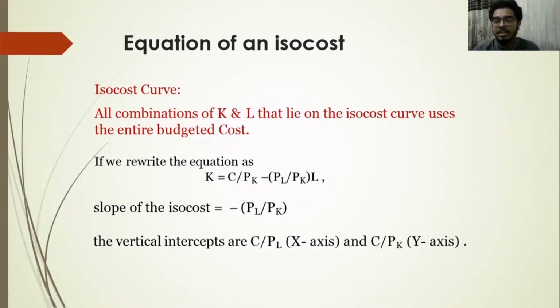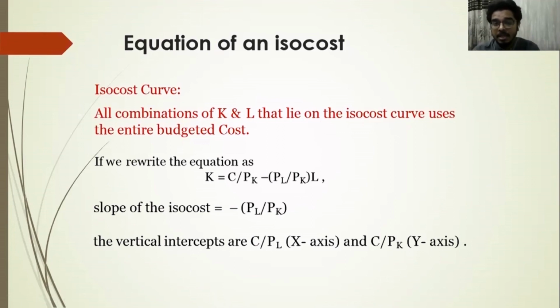Yes, and the intercepts are nothing but cost divided by PL, price of labor. That will be my x-axis, where labor is mentioned, the amount of labor, and cost divided by PK, price of capital, will be my y-axis, that is the amount of capital, if there is no labor.